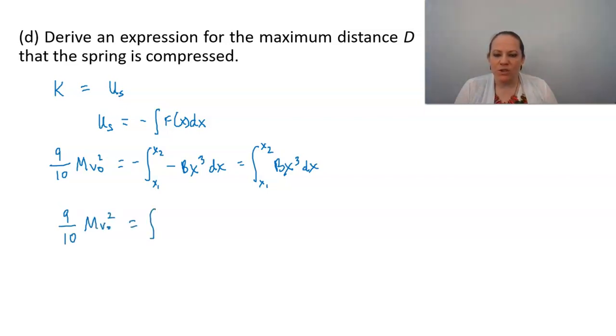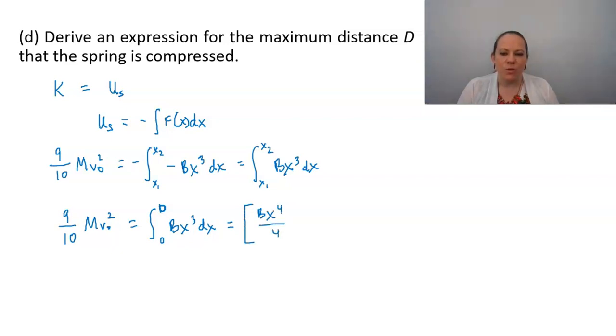So our problem situation showed that we're going to integrate from a position of 0 to that maximum compression of D, that is a capital D, of b x cubed dx. And when we evaluate that integral, we're going to get b times x to the fourth over 4, which we will evaluate from 0 to D, and that gives us b times D to the fourth divided by 4. That is now equal to our 9/10 m v naught squared.